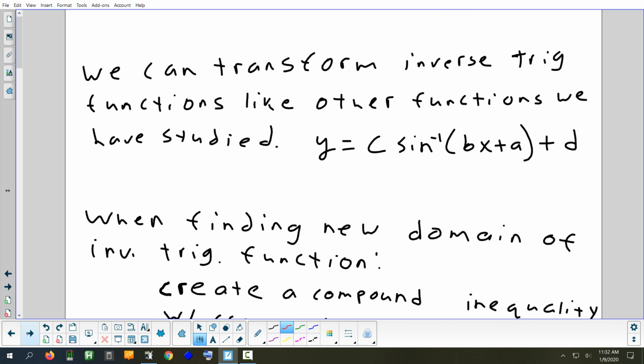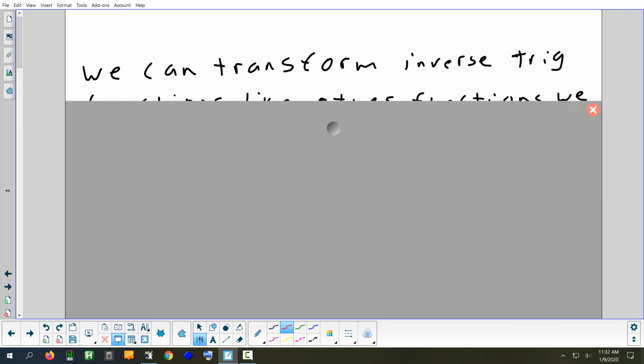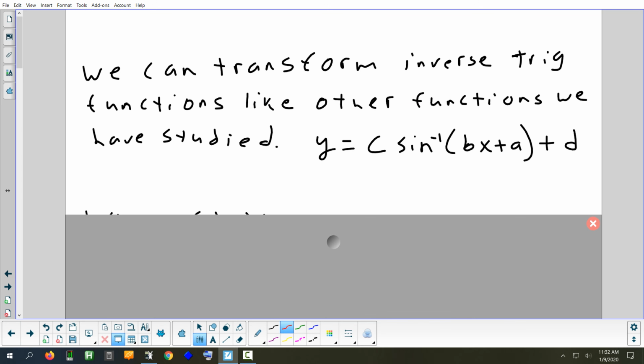All right, so transformations. I'm not really going to go into a lot of depth here because we just did this yesterday and 6 or 7 times before. But the transformations with inverse trig is exactly the same as everything we've studied all year. So I'll just ask you what the A, the B, the C, and the D would do. If you want to write it in your notes, you can, but you should already have it in there somewhere.